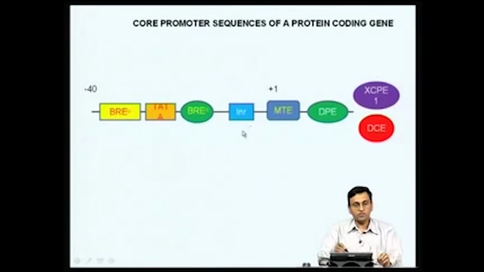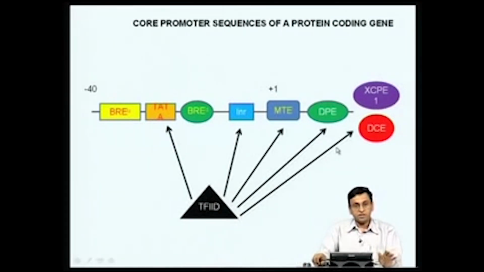There is of course what is called an initiator motif, which is again a very important core promoter element. There is also something called an MTE, DPE, XCPE, DCE, and so on and so forth. So what I want to emphasize from this cartoon is that the TATA box is not the only core promoter sequence of a protein coding gene. There are many other core promoter elements which have been discovered, and these sequences are also present in a number of eukaryotic promoters, and the TATA box need not be present all the time in all the protein coding genes.